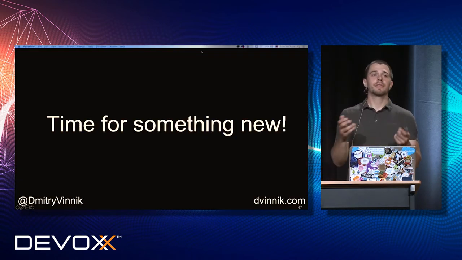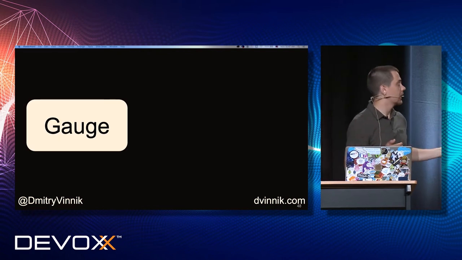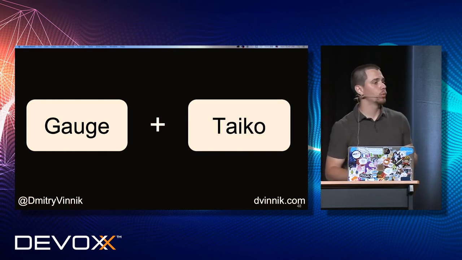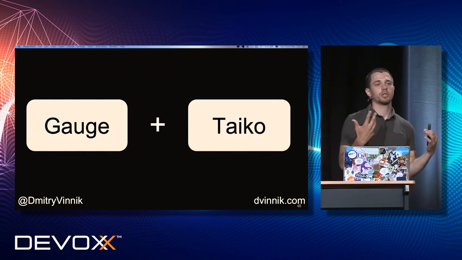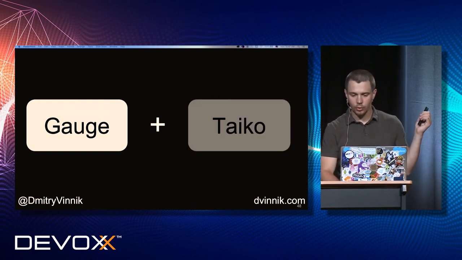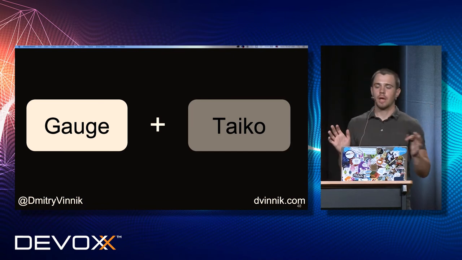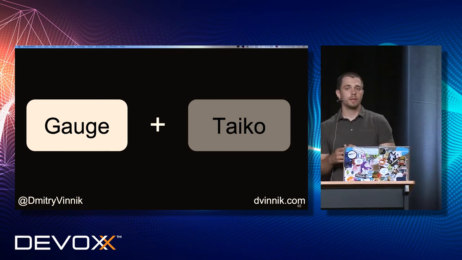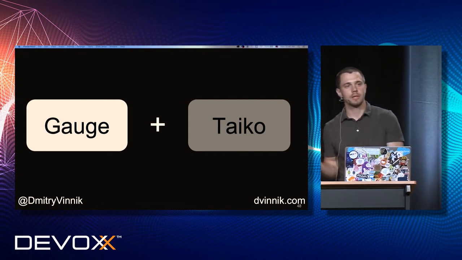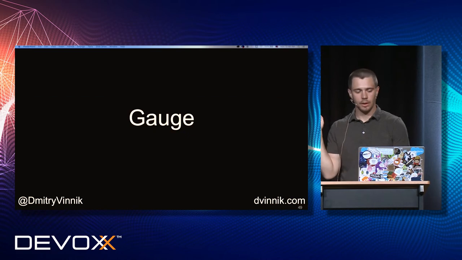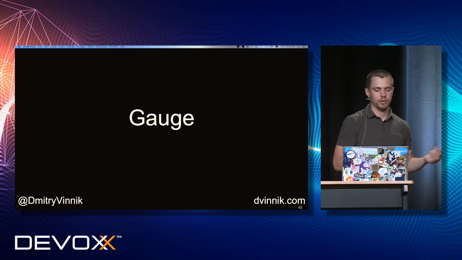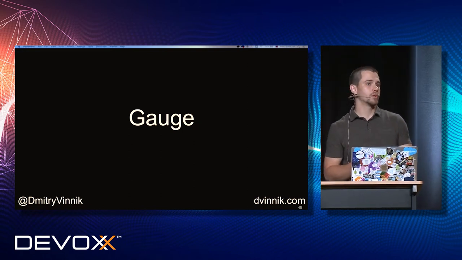All right, so time for something new, of course. It's going to be Gauge as the BDD runner overall, and then we will discuss Taiko and how it can empower you to write those behavior-driven tests. Okay, so let's take a look at Gauge in a bit more detail. Again, it's an open source library. The first version was released by ThoughtWorks. There's quite a community right now, and it has quite a few stars on GitHub. And Dan North also recently gave quite a bit of props to the team as well.